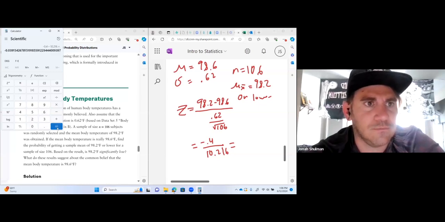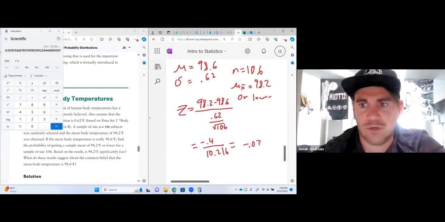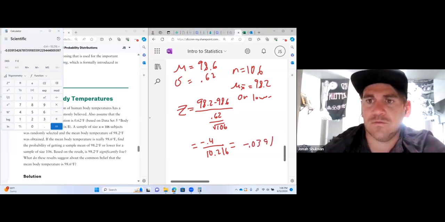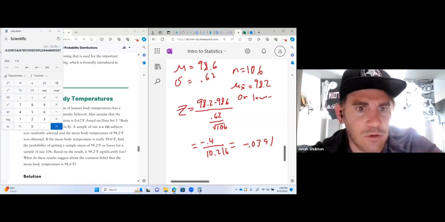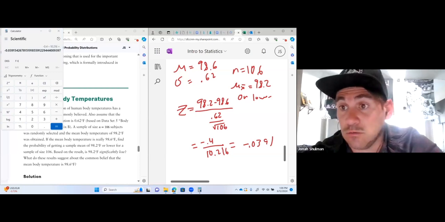10.216. So this is our z-score. Our z-score is negative 0.0391. Now notice, did we have over 30 people in our sample? Yes, so we can use this value. We just want to know, is this significantly low, right?